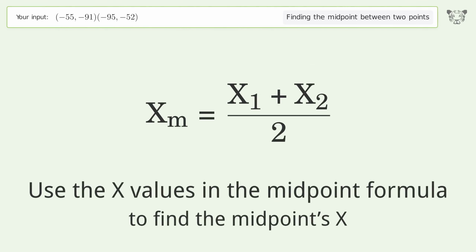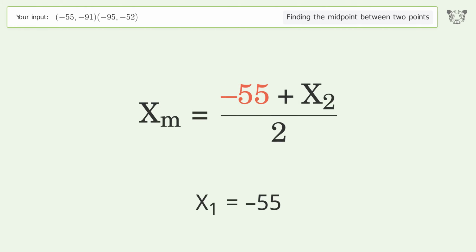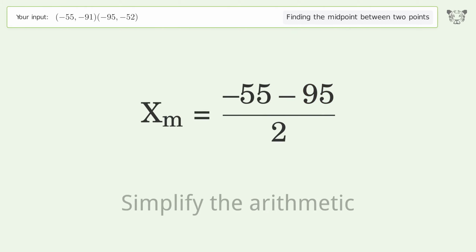Use the x values in the midpoint formula to find the midpoints x. x1 equals -55. x2 equals -95. Simplify the arithmetic.